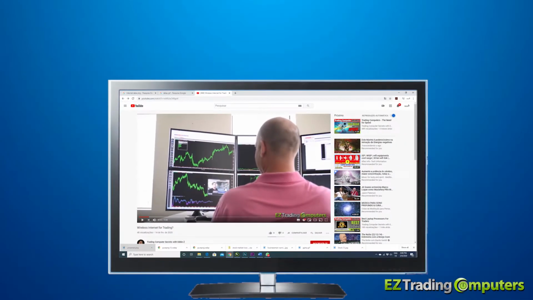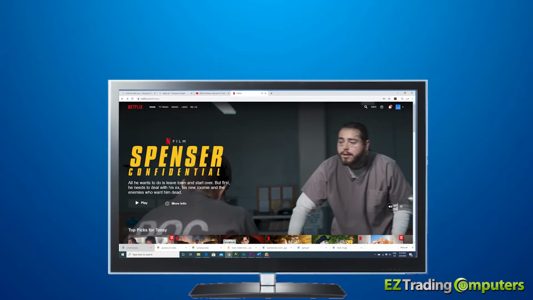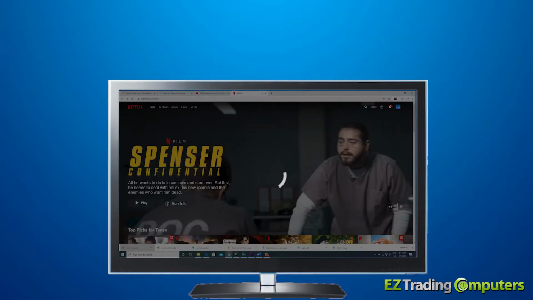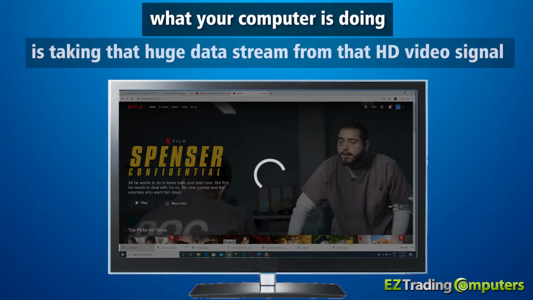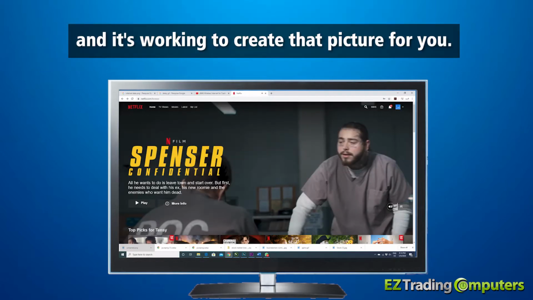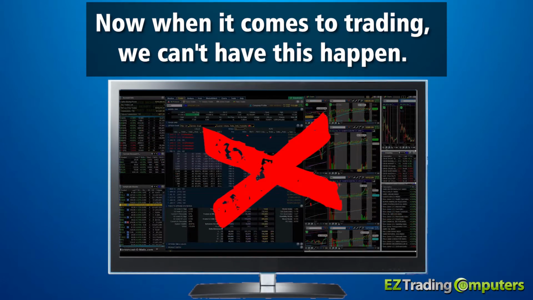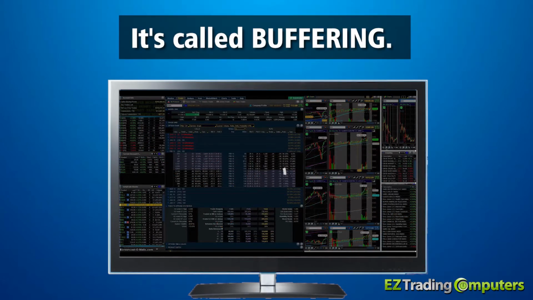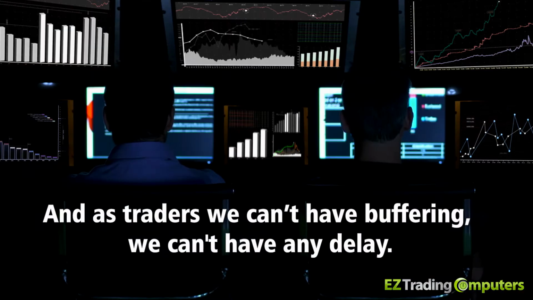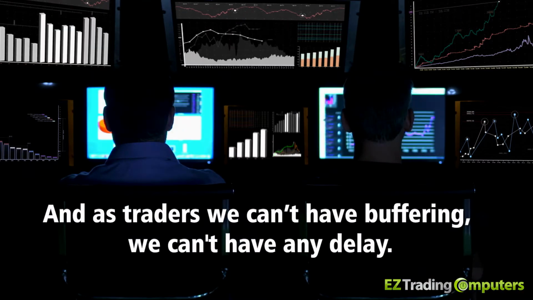So think about if you go to YouTube and you click on a video, or you go to Netflix and you click on a video, and you see the little spinning wheel, the little spinning dial. What your computer is doing is taking that huge data stream from that HD video signal, and it's working to create that picture for you. Now, when it comes to trading, we can't have this happen. It's called buffering. And as traders, we can't have buffering. We can't have any delay.